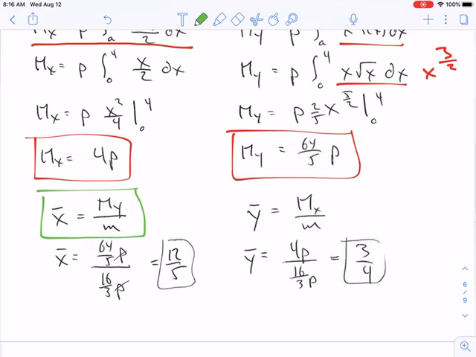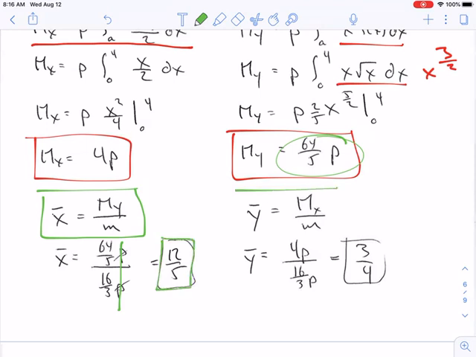coordinate of the center of mass, we take m sub y divided by m. So that's the 64/5 rho divided by the 16/3 rho. They cancel out. Simplifying the fraction, we get 12/5.